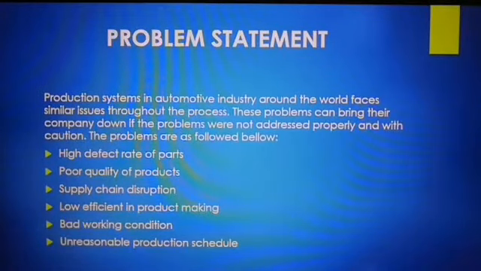Next is poor quality of products, which is the product produced is not defective, but the product is not as high quality as it should be. Next is supply chain disruption. Whenever a company is producing parts, it needs a supply chain. For example, companies involved in metal working need metal parts for their metal machineries. So when the supply chain is disrupted, their production will be disrupted too.